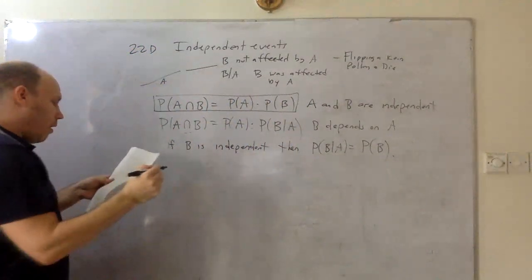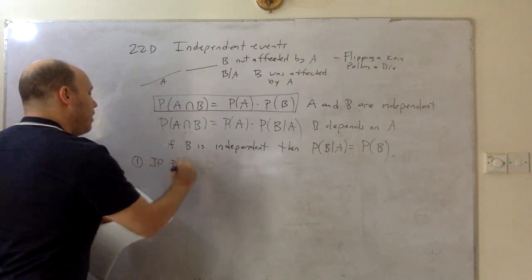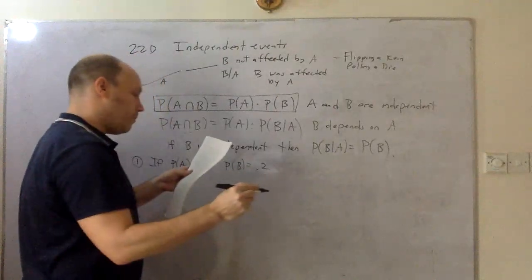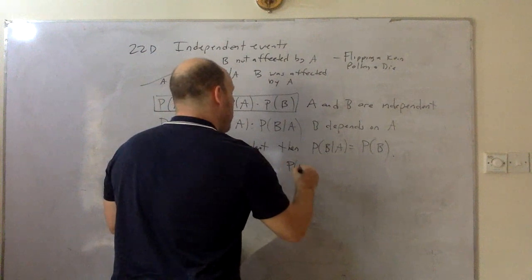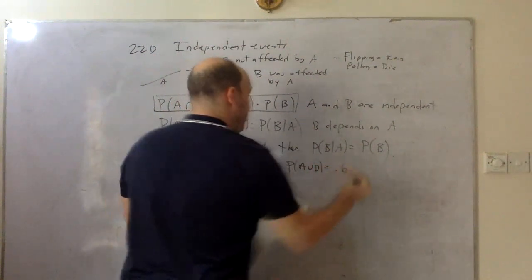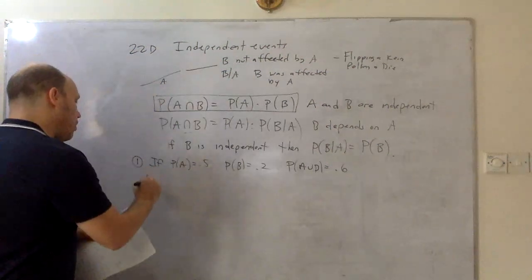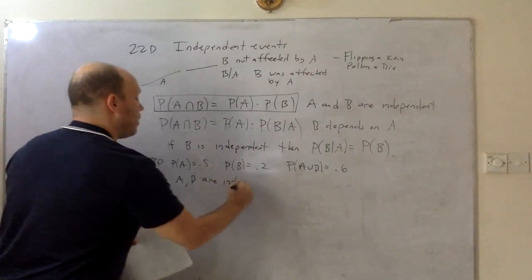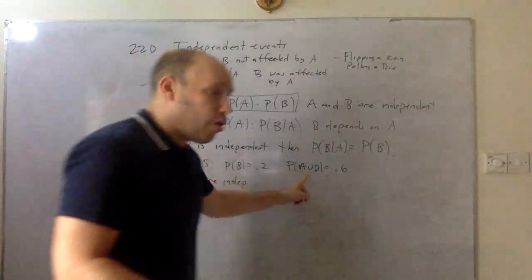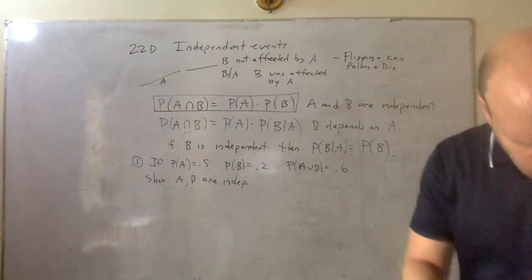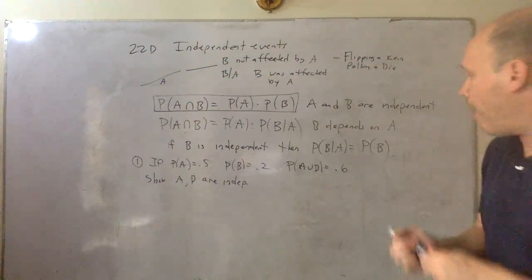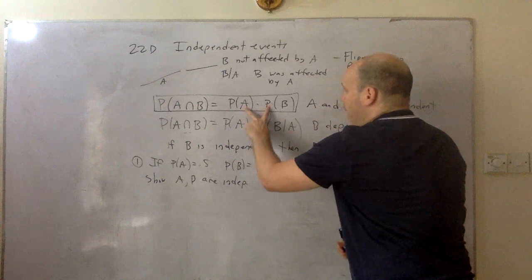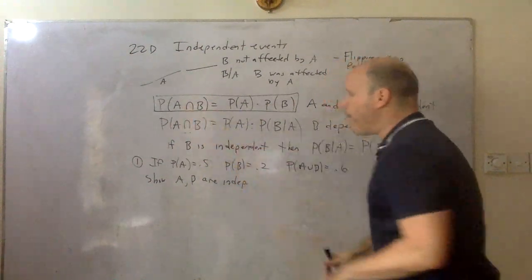Question number 1. If P of A equals 0.5 and P of B equals 0.2, and P of A union B equals 0.6, show that A and B are independent. Well, this goes back to our union formula. These questions are very straightforward. Once you see the union, you go, it's independent, so I have to show that the product of the individual probabilities equals the intersection.